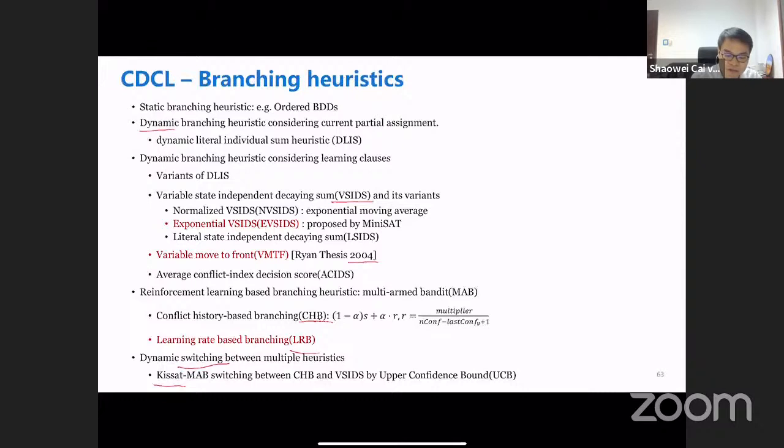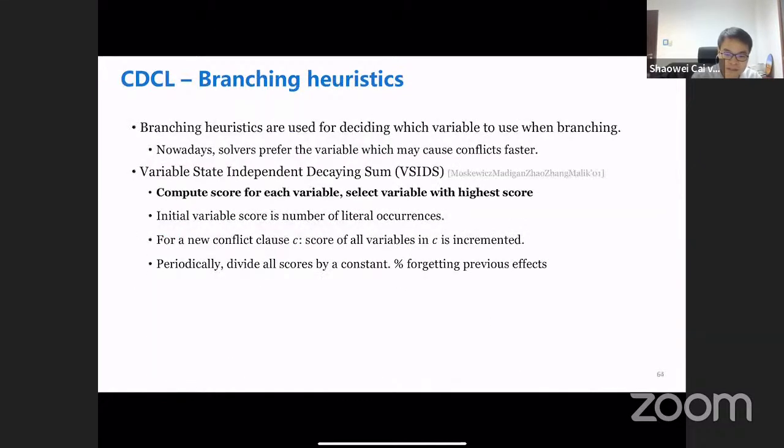Now I will introduce these three highlighted heuristics in detail. VSIDS is proposed to promote conflicts faster. This is the intuition of VSIDS. It computes a score for each variable and then selects the variable with the highest score. Because you want to promote the conflict earlier, this score is related to the possibility that a variable can cause a conflict.